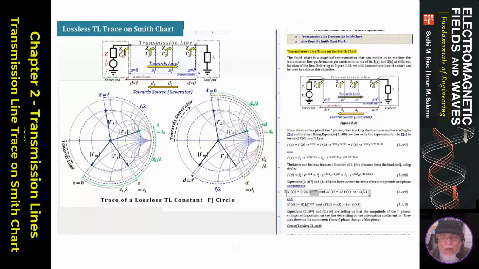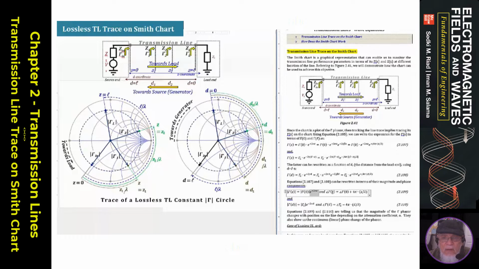And gamma of D is equal to gamma of 0 or gamma of L. They are all equal in magnitude, whichever way you move, whether you move towards the generator or move towards the load. Again, your gamma is a constant magnitude phasor. So the trace is obviously going to be a circle. However, the phase is going to change differently. Let's look at the phase part.